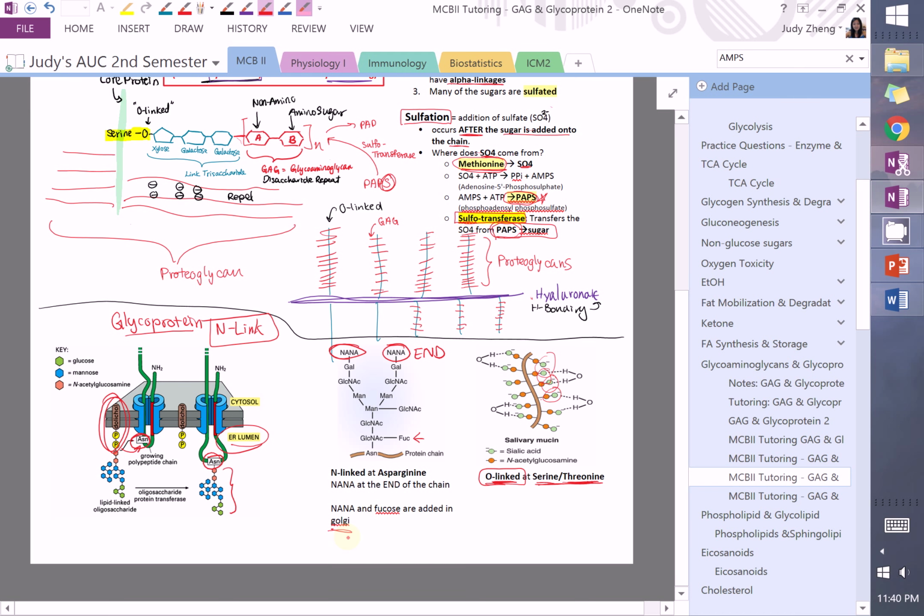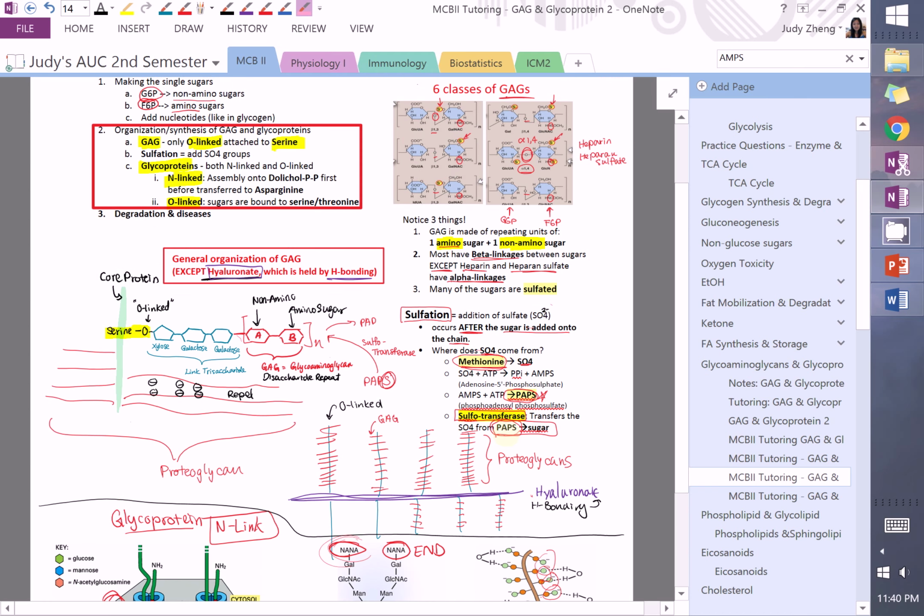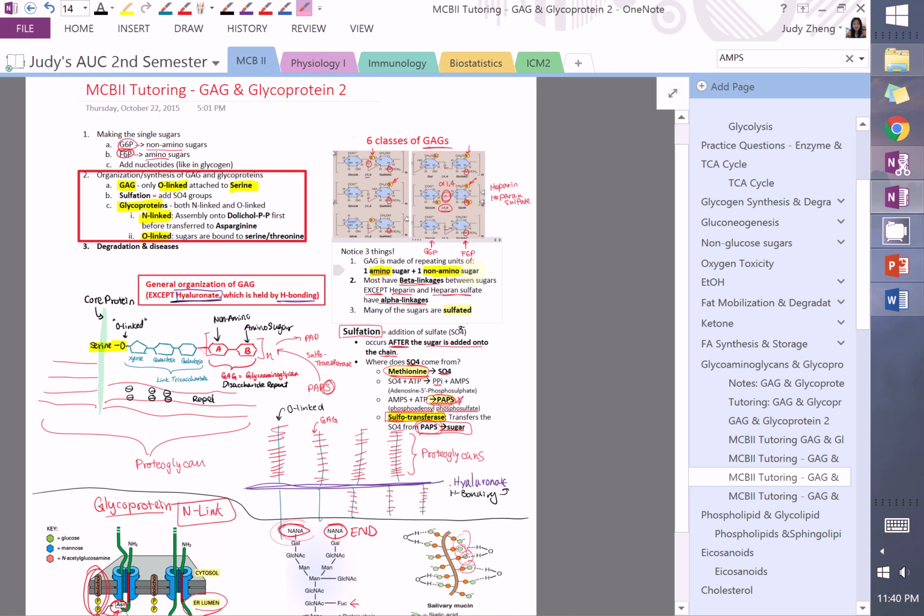Some of the modifications include adding NANA. NANA is typically found at the end of the chain. So NANA could be added onto the chains, or fucose can be added on. So this includes everything to do with the synthesis of glycoproteins and their functions. And now we just have to talk about the degradation and the diseases involved in breaking down the glycoproteins or GAGs.